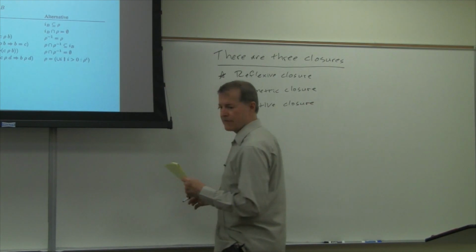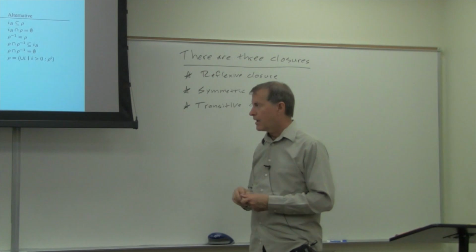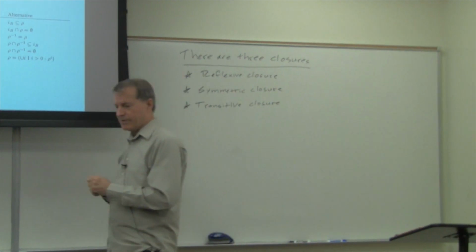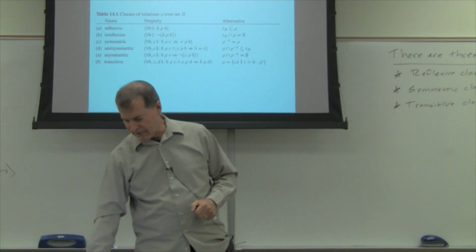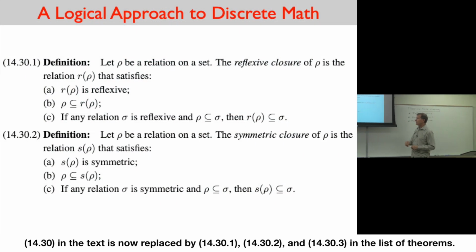Now, the definition of closure is, so that's the fact that there's 3 of them and those are their names. But now, let's take a look here at 14.30 in the equation sheet.